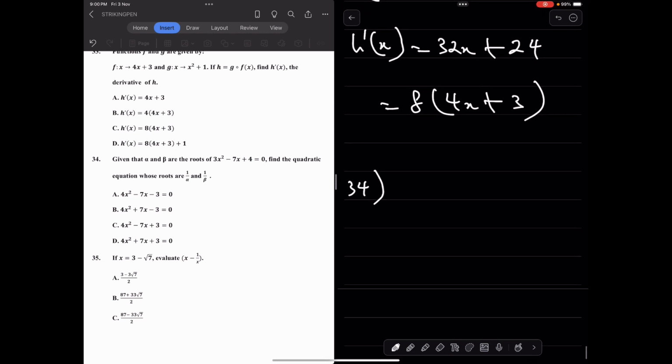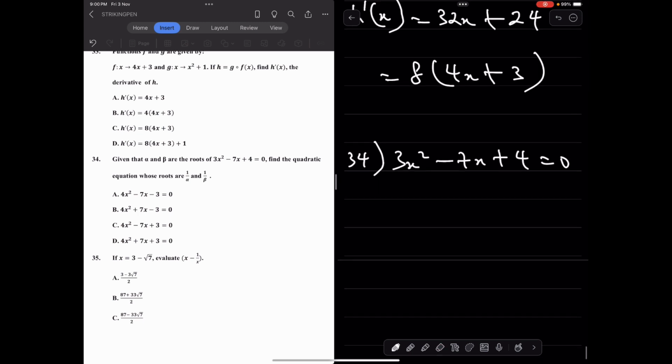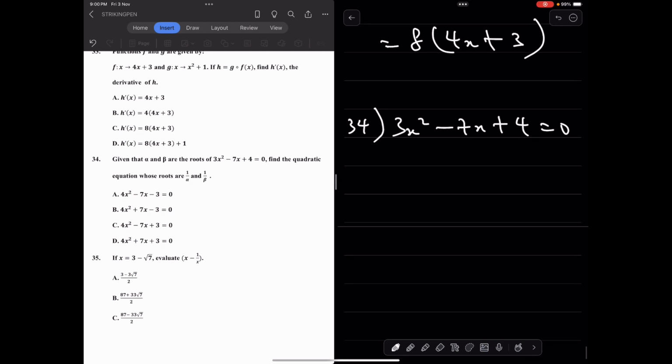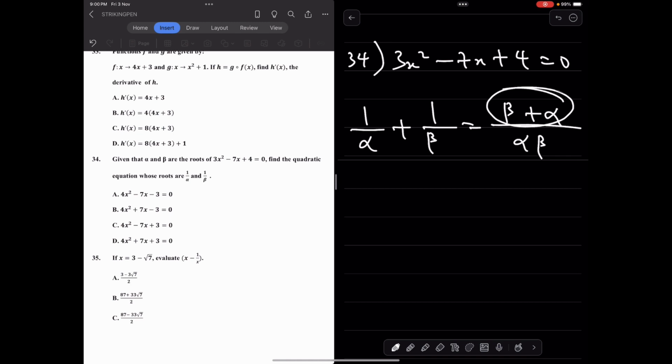Number 34 says, given that alpha and beta are the roots of the equation 3x squared minus 7x plus 4 equals 0, find the quadratic equation whose roots are 1 over alpha and 1 over beta. Okay, first of all, let's find the sum of the new roots. 1 over alpha plus 1 over beta is going to be equal to, LCM is alpha beta, beta plus alpha over alpha beta.